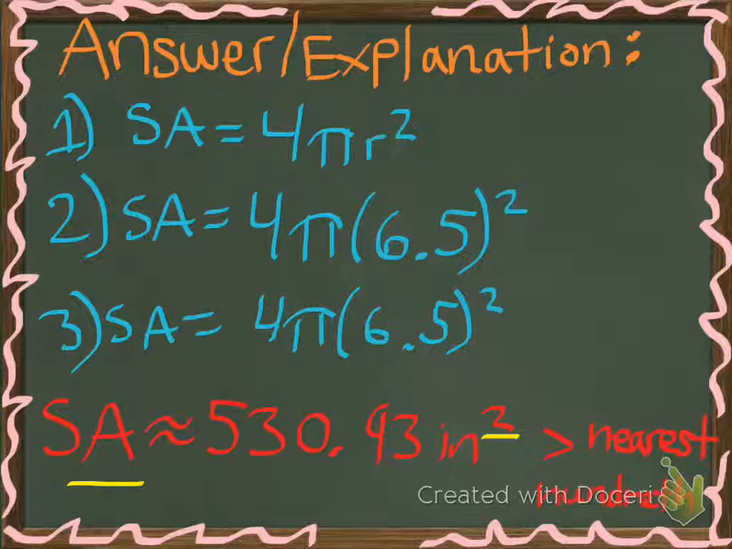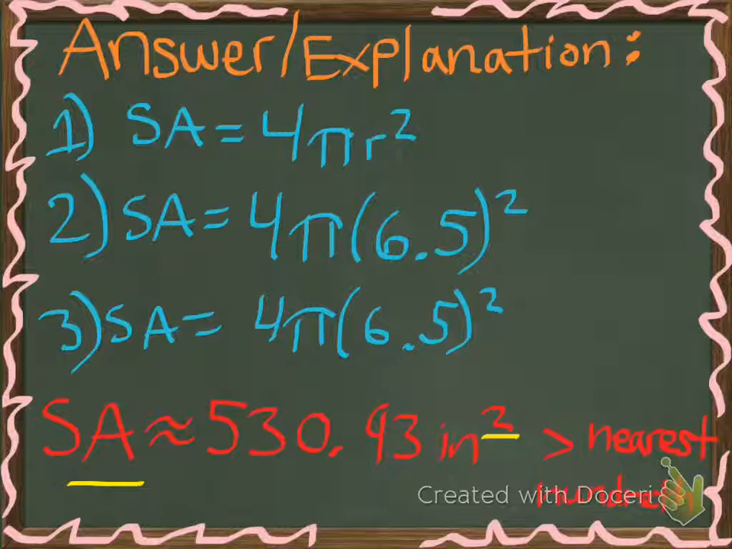Okay, so this is the answer and the explanation with it. So using step 1, you write down the formula, surface area equals 4 pi r squared. Then the second step is you plug in the numbers. In this case, you plug in the radius, which is 6.5 inches for the ball. So surface area equals 4 pi, 6.5 squared. So 4 times pi times 6.5 squared. And then third, the surface area would be whatever that amount is equal to.